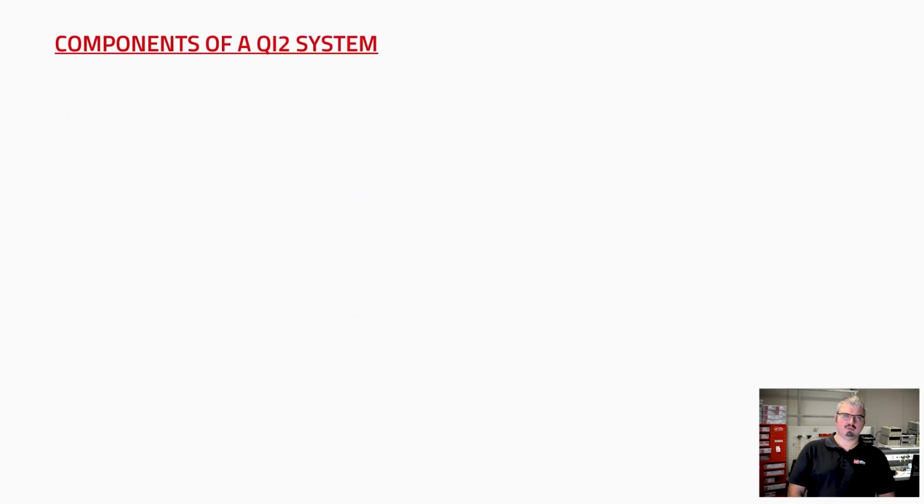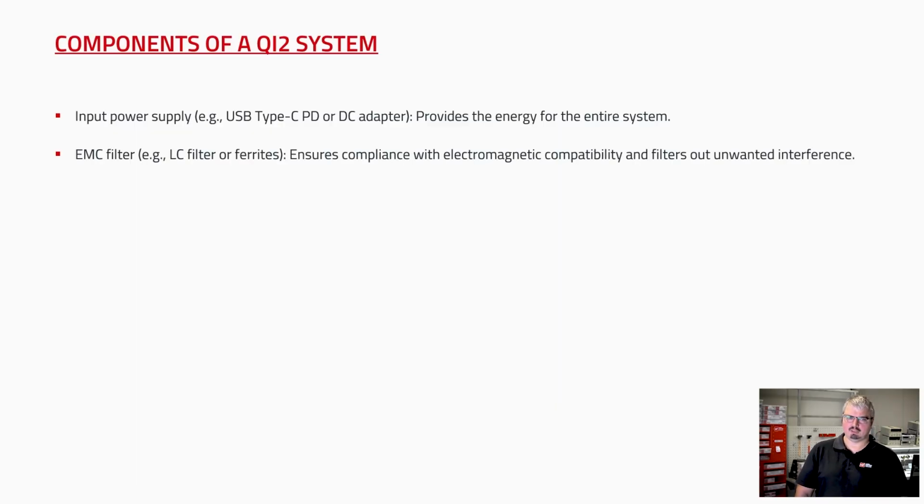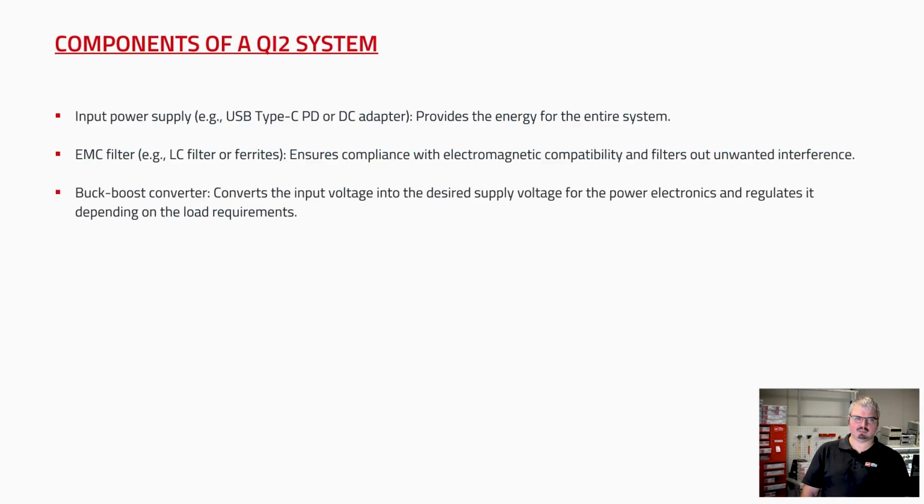So what components do you need for a Qi2 system? At first you need, of course, an input power supply, for example, a USB Type-C or a DC adapter, which provides the energy for the entire system. Then you need an EMC filter. This could be, for example, an LC filter or ferrites, which ensures compliance with electromagnetic compatibility and filters out unwanted interference. My colleague will tell you later how we did this. And then you need a buck boost converter, which converts the input voltage to the desired output voltage for the power electronics and regulates it depending on the load requirements.